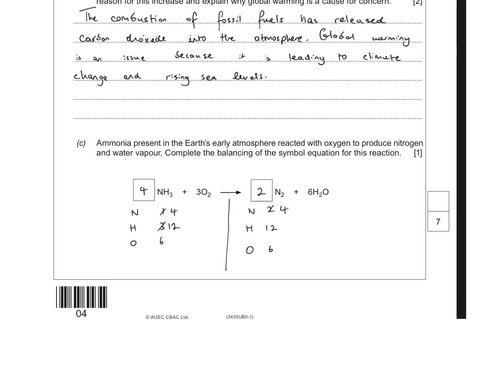And then for our balancing in there, I've shown you my workings. We're looking for a 4 and a 2. So there's my workings to help you work that out.